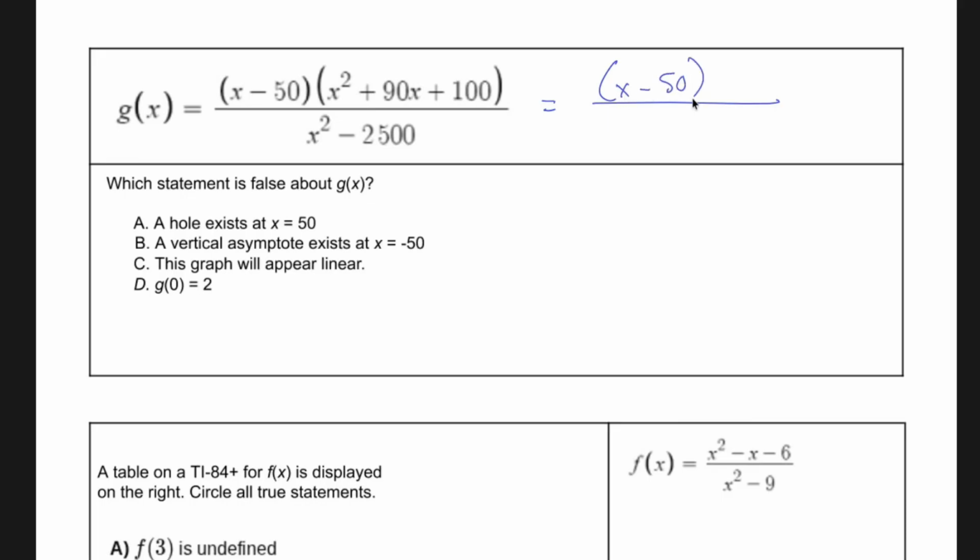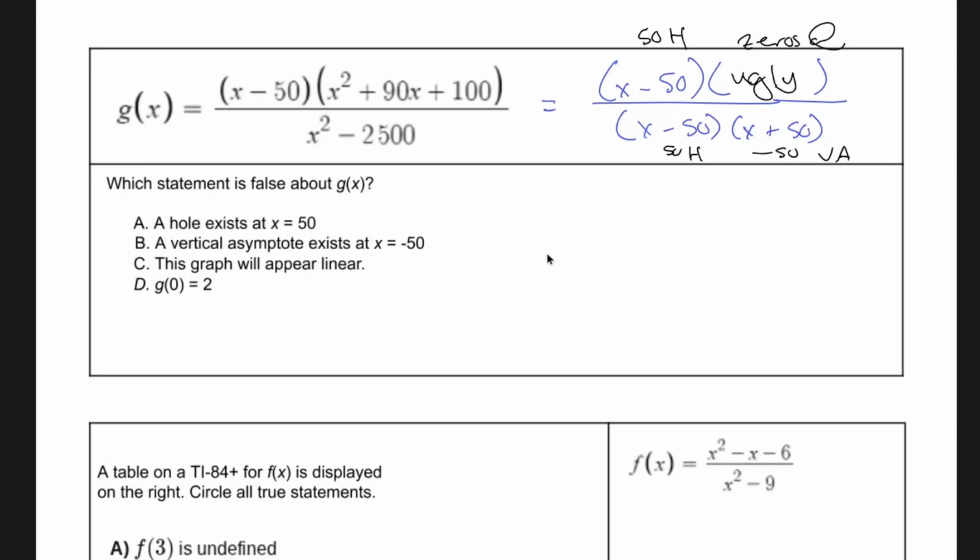So we have an x minus 50. We have a gross thing that I don't know what it is, but the answers are not going to be pretty. This is x minus 50, x plus 50. So what we do know just from this part, me trying to avoid running to the calculator, is I have a hole at 50. I have a vertical asymptote at negative 50, and zeros at ugly numbers.